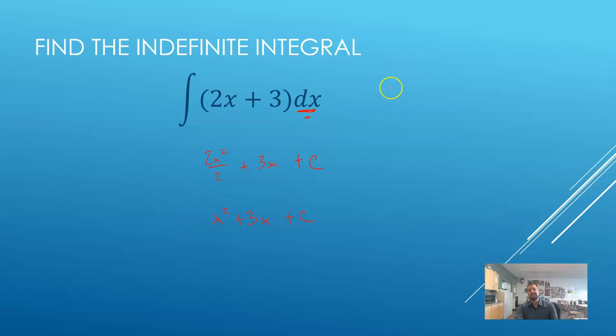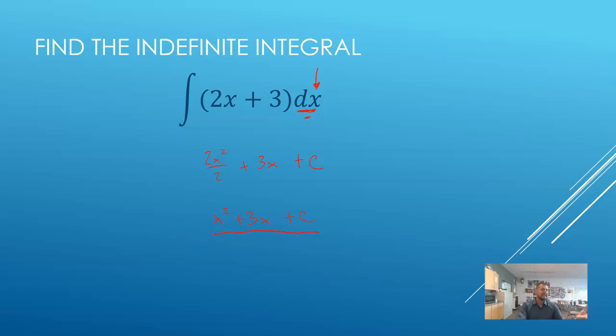Honestly, the only thing, again, that we have to remember is that the dx is just there to tell you what the variable is inside of the function we're taking the antiderivative of. You don't do anything with it. You don't need to worry about it. It just tells us what that variable is. And we're all done.